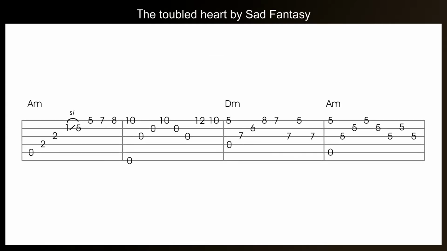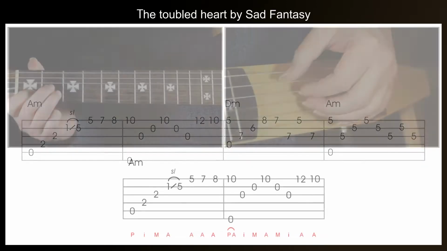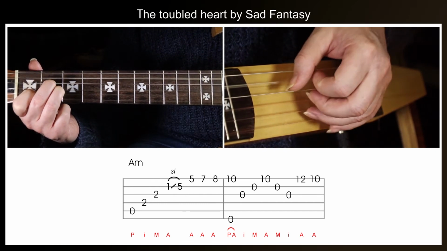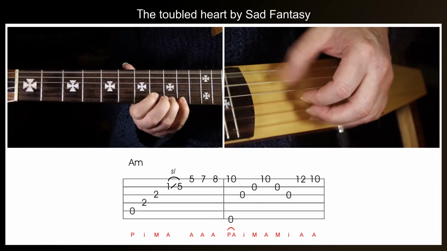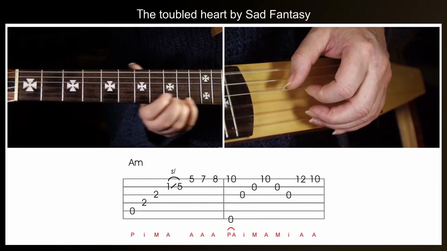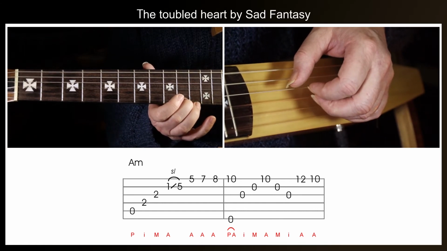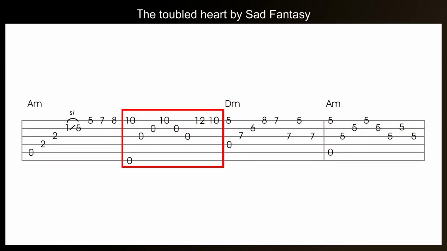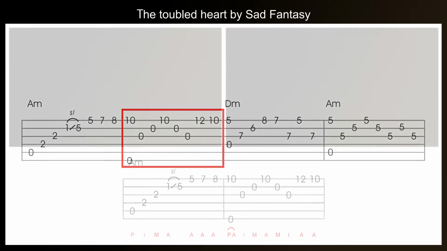Right, let's go back to the beginning of the last line of theme 1 and play the first 2 bars. You'll notice that in the second bar, you have to move from the 10th fret to the 12th fret by sliding up the 4th finger, and then you return to the 10th fret using the 2nd finger. So let's see those 2 bars again.